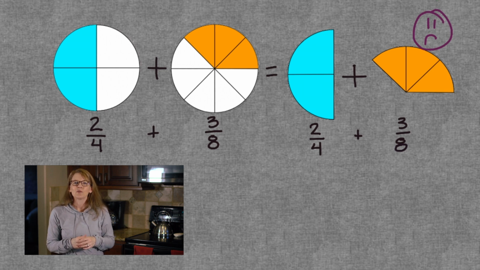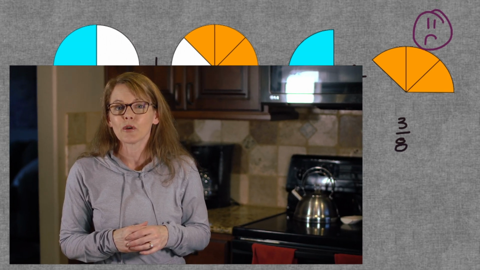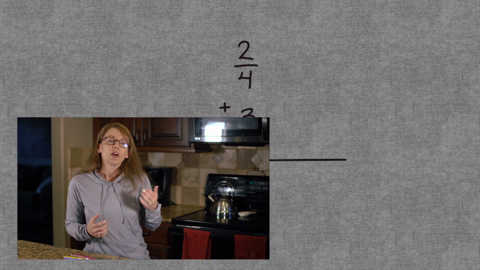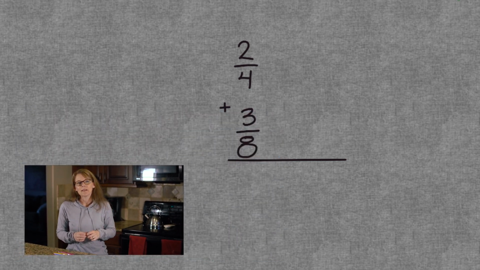We've already learned a tool that can be used to change the numerators and the denominators, and that's what we're going to use. Do you remember what that was called? Equivalent fractions. That is what we will use to make the denominators the same so we can add them. Let's watch this in action. We'll take the same example, 2/4 plus 3/8.